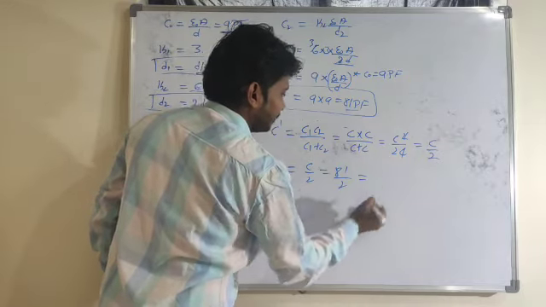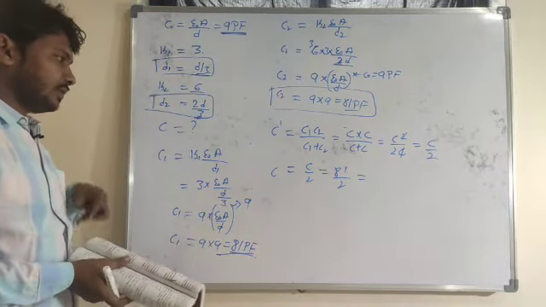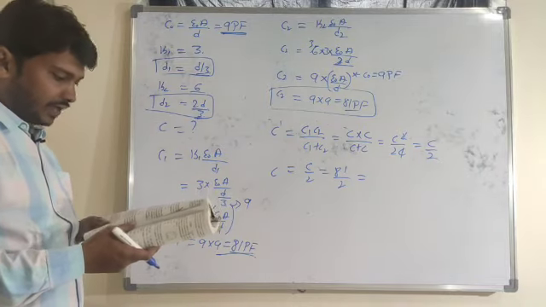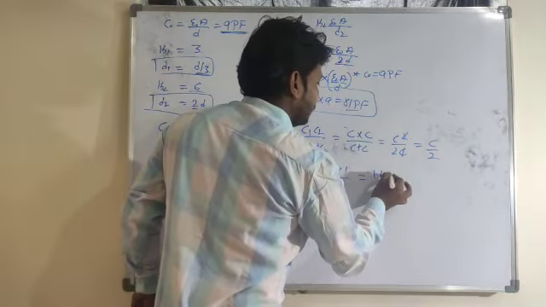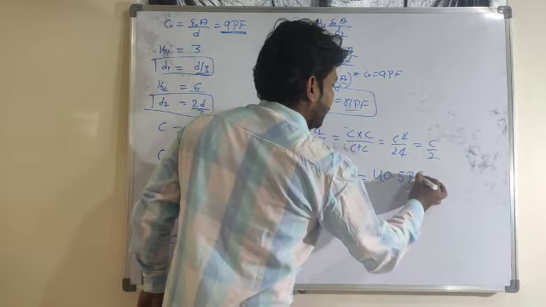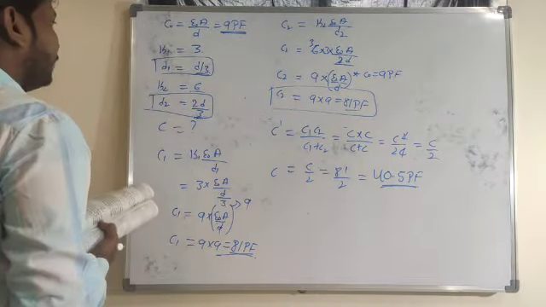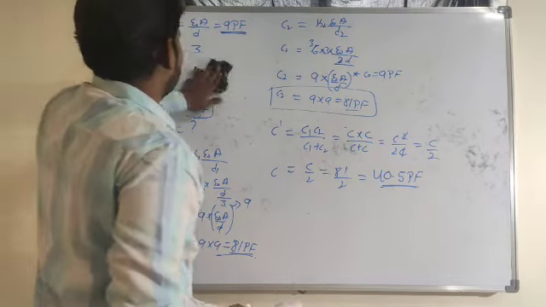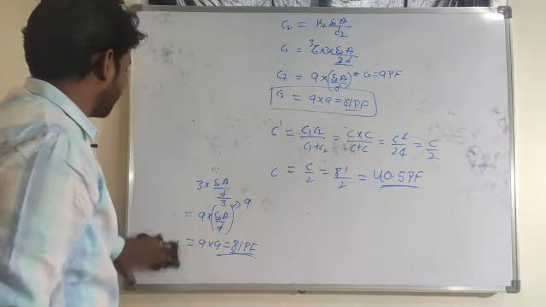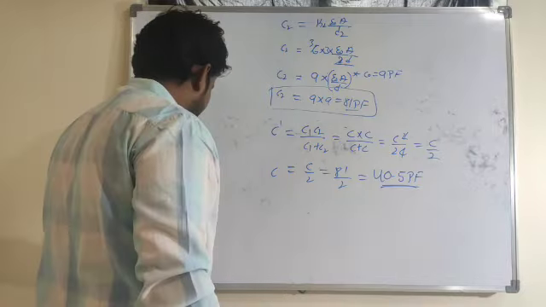C is 81, so 81 by 2 means 40.5. What's that answer here? 40.5 picofarad. So hope you are understanding these things. Okay, let me look at the next question.